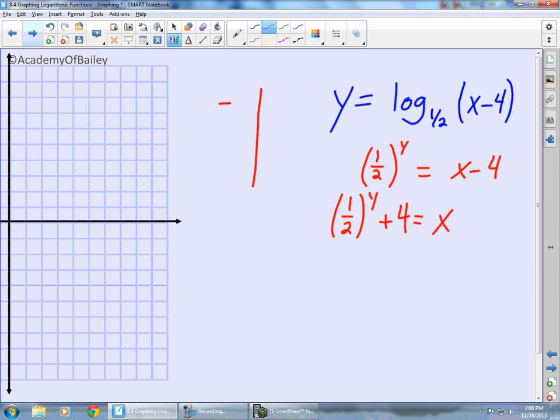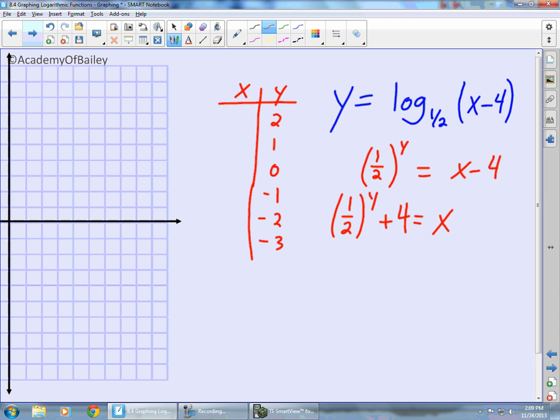Let's go ahead and make a table of values. Here's x, here's y. And let's let y equal 2, 1, 0, -1, -2, -3. And you notice here that I have more negative values for y than positive values. It's because you're going to have the reciprocal. When you work with negative values, you're going to have the reciprocal, which would turn 1/2 into 2/1.